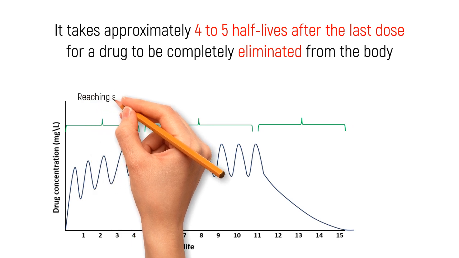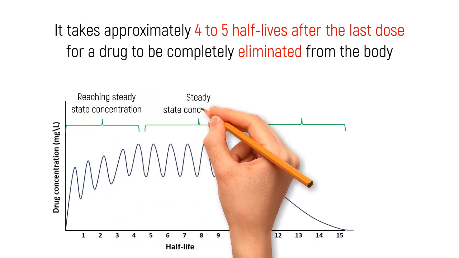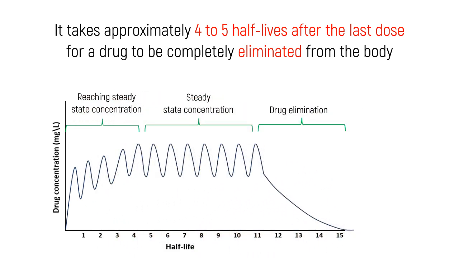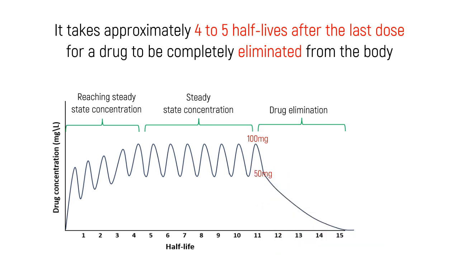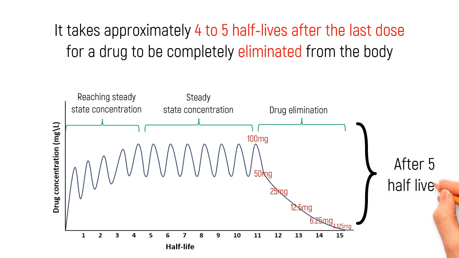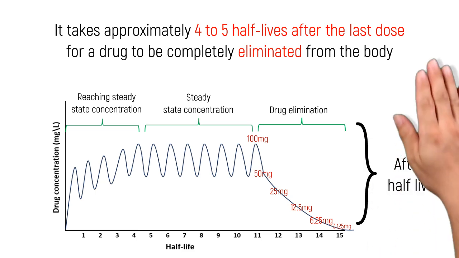For example, let's use the same 100 milligram drug to illustrate this point. After reaching the steady state concentration and taking the last 100 milligram dose, it will take about 4 to 5 half-lives for the drug to be completely eliminated from the body. After the first half-life, the concentration decreases to 50 milligram. After the second half-life, the concentration decreases to 25, and after the third half-life, the concentration decreases to 12.5 milligram, and after the fourth and fifth half-lives, the concentration decreases to 3.125 milligram. By the end of the fifth half-life, the drug will be significantly reduced, nearing complete elimination from the body.